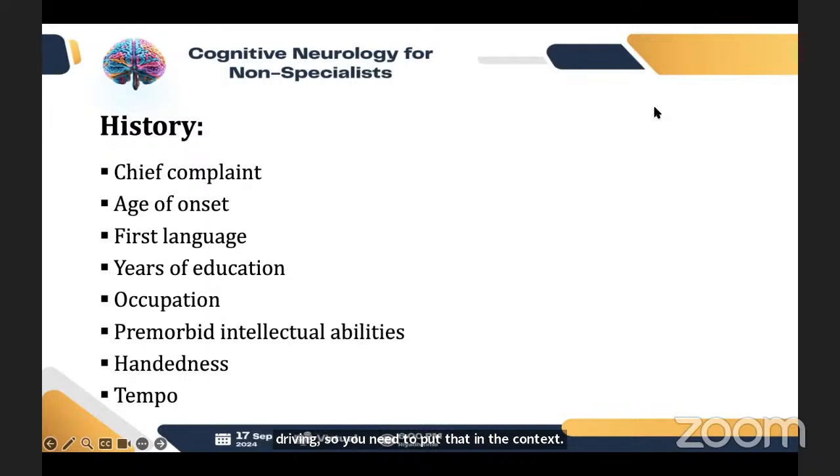Handedness, so right or left, we neurologists love handedness. And of course, tempo. Like, how did this progress? Was it gradually? Was it sudden? Was it very quick? So how did this evolve over time?